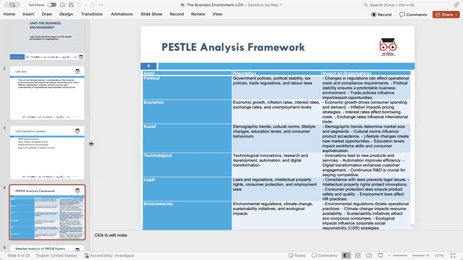When the economy grows, consumer spending increases, leading to higher demand for goods and services. This can drive organizational growth. Inflation: high inflation can erode purchasing power and force businesses to adjust prices, which can affect profitability.